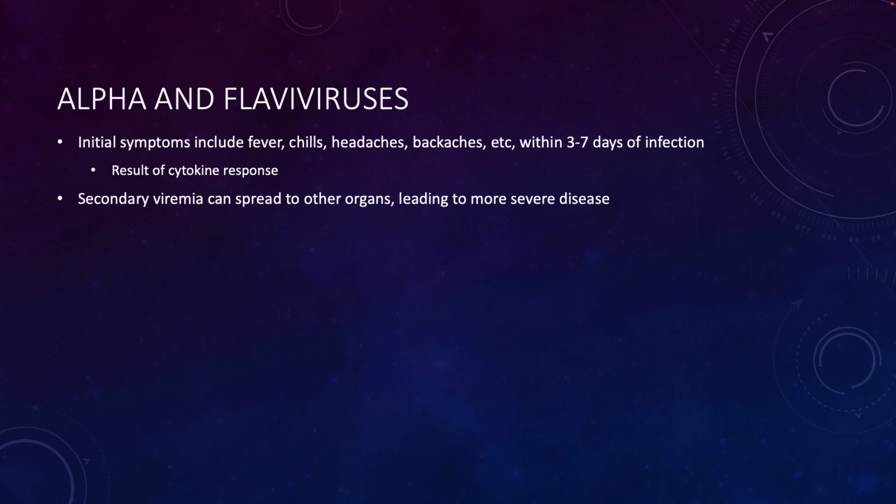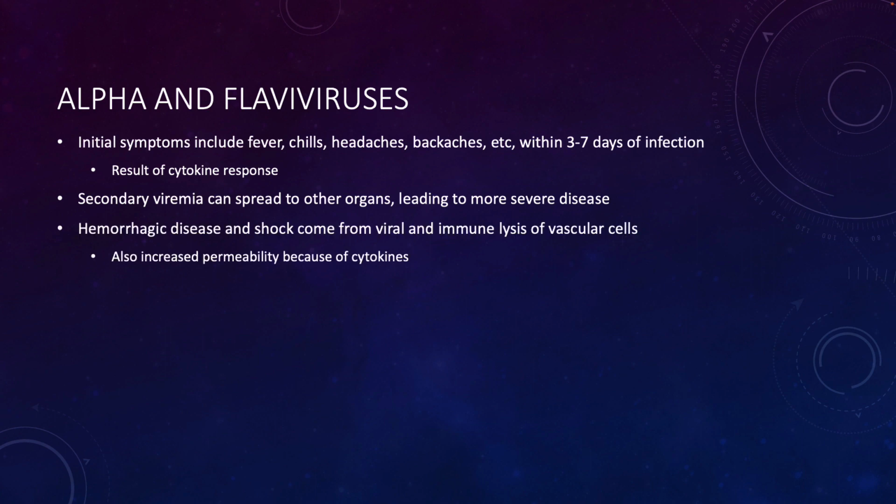When there is a secondary viremia, that can spread the virus to other organs and lead to more severe disease. When you have one of the hemorrhagic viruses like dengue or yellow fever, what you're seeing is viral lysis of the vascular cells, but also immune lysis of the vascular cells. So part of that cytotoxic T cell response. Also, there is increased permeability of the blood vessels because of the various cytokines that are circulating.